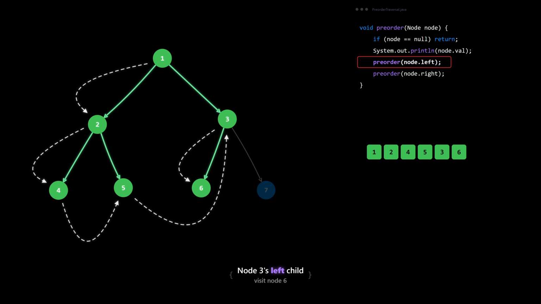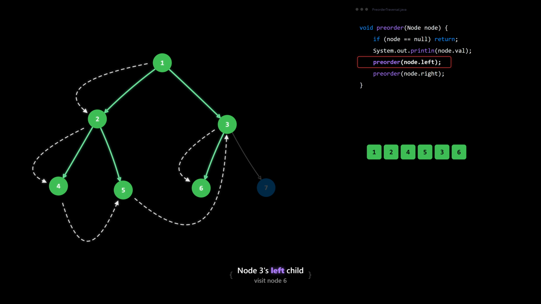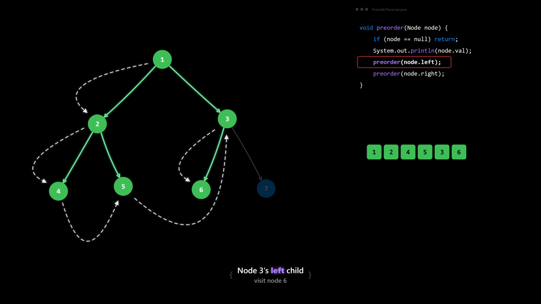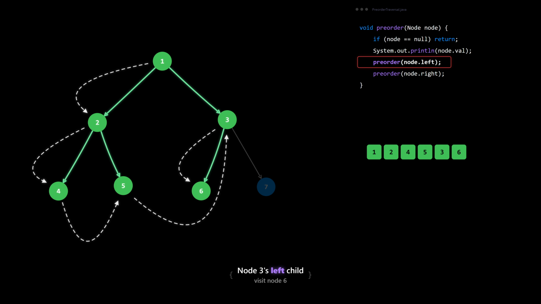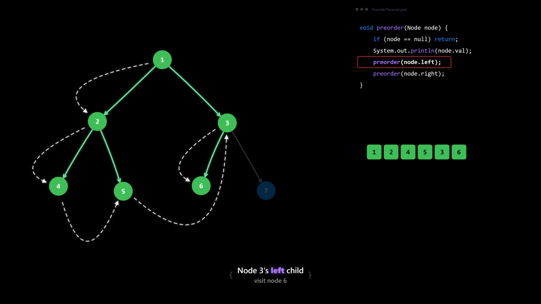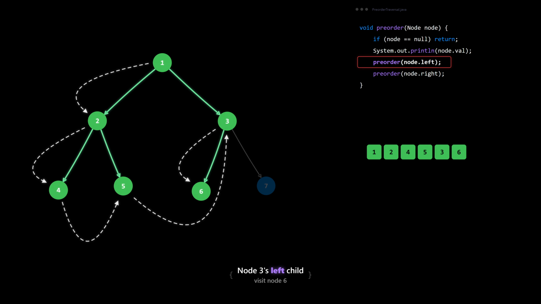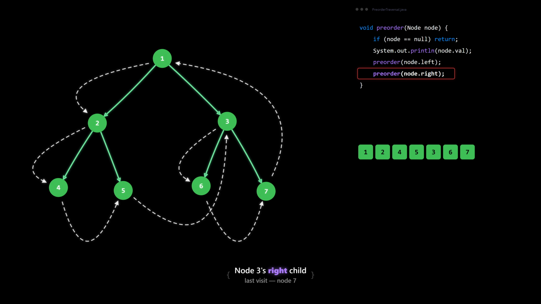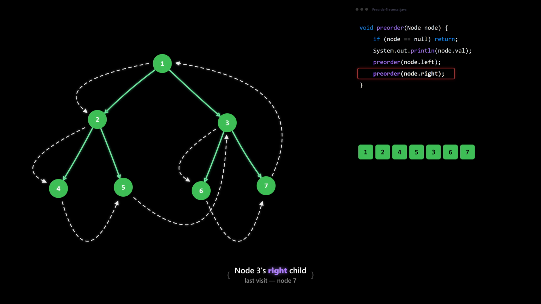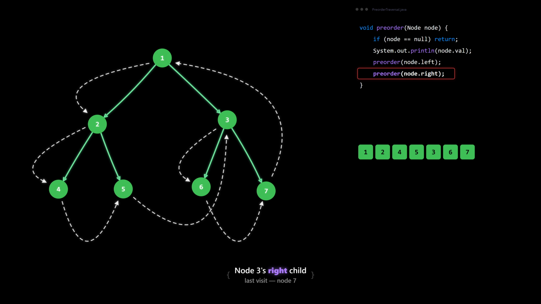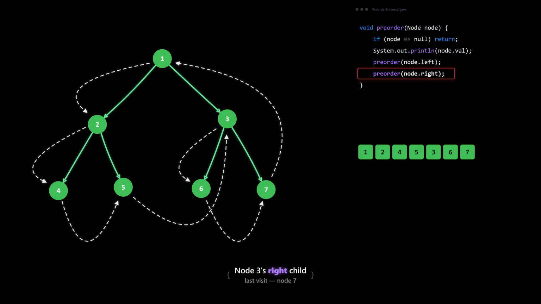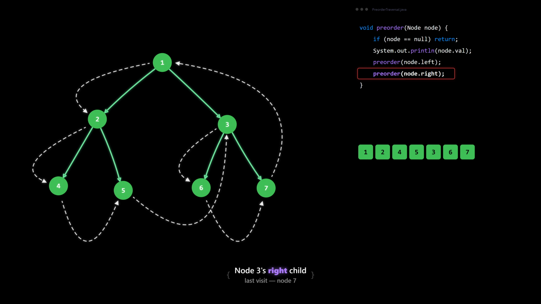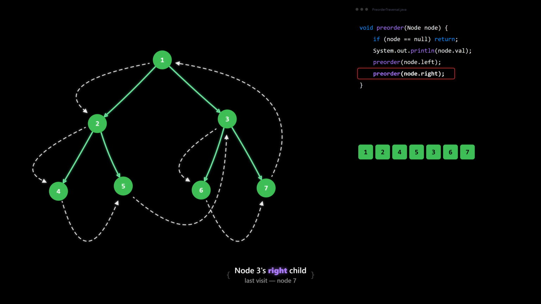At node 3, we go left first, down to node 6. We print 6, no children, both calls hit null and return. 6 is done. Back at node 3 now. Now we go right from 3 to node 7. We print 7, no children, we return all the way back. That's every node visited. Final output: 1, 2, 4, 5, 3, 6, 7.